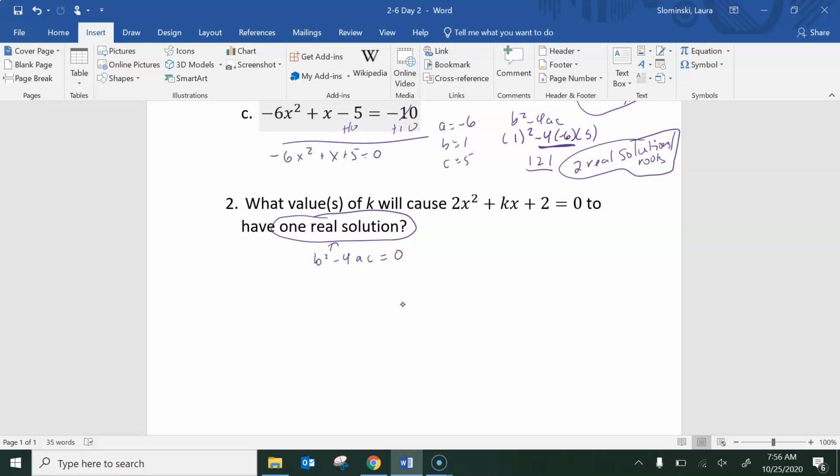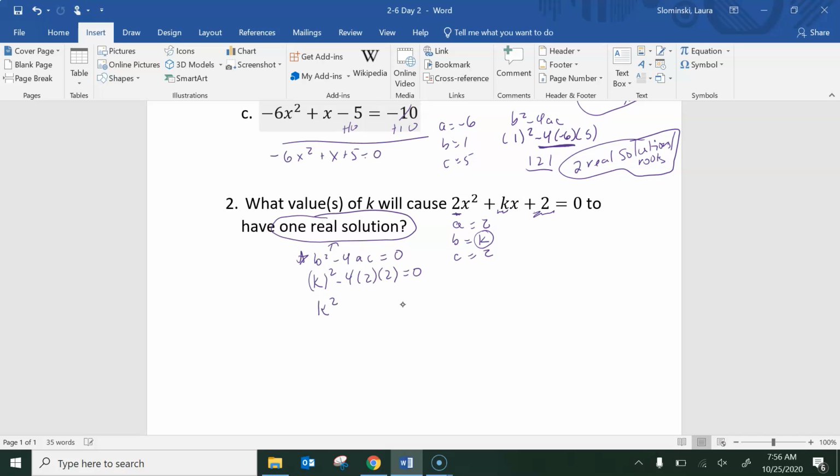And now we're going to substitute a, b, and c, but in this case, a is 2. B, the problem is k. That's what I'm solving for, and c is also 2. Okay, so the variable in this case is the k that we're solving for. So when I go to plug it in, I actually have k squared minus 4 times a is 2 times c is 2 equals 0. So we have to understand that this is the setup we want. We still use substitution, but now we just solve algebraically.